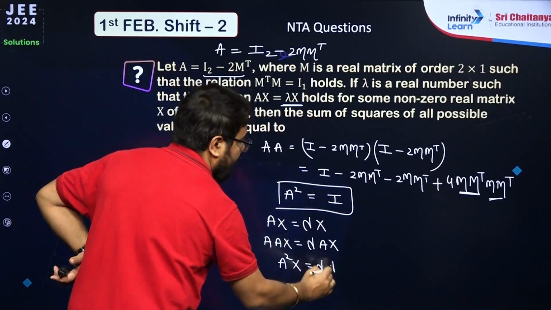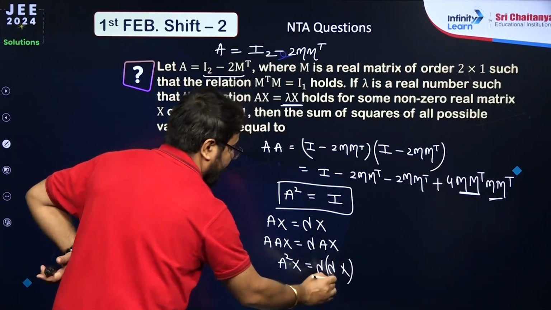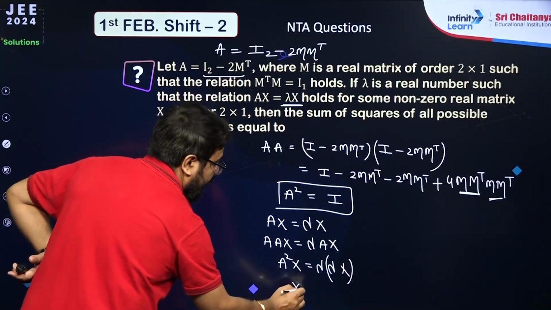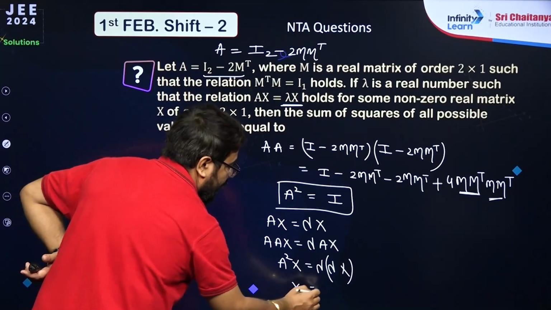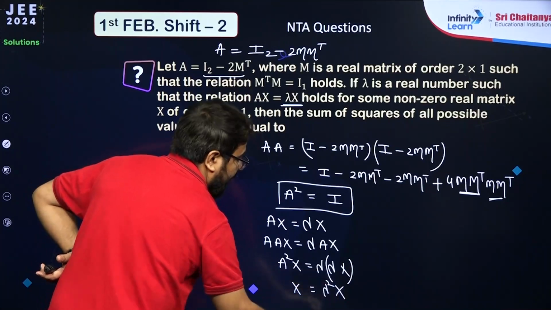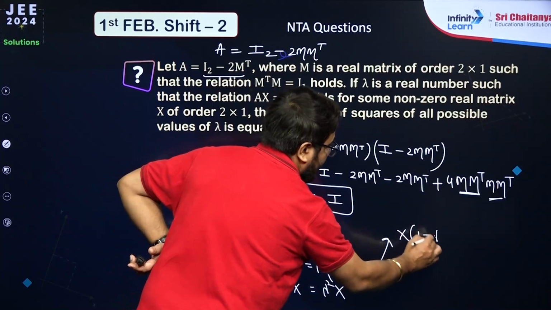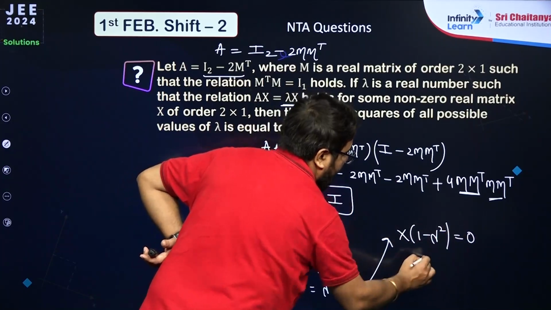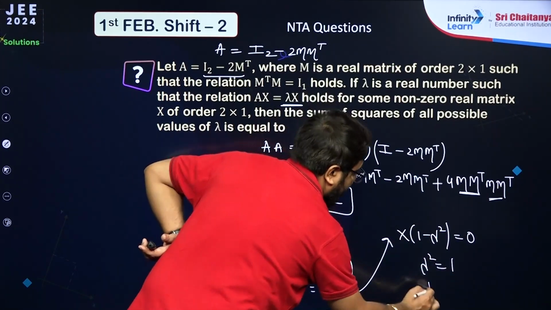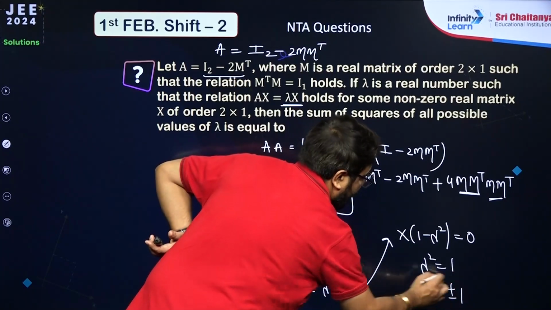So Ax value is lambda x, been given in the question. A square is I. So x will be equal to lambda square x. That means in the next step I can write (1 minus lambda square) x is equal to 0. I got the value of lambda square as 1. Lambda will be plus minus 1.